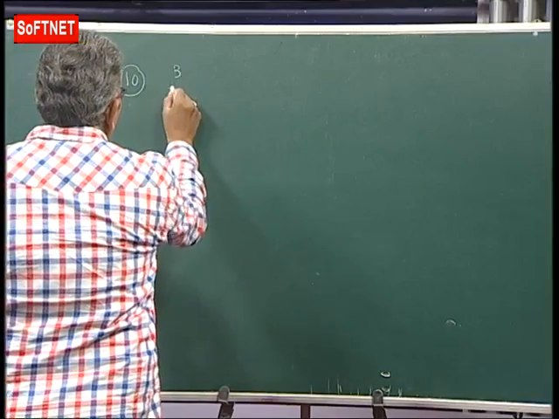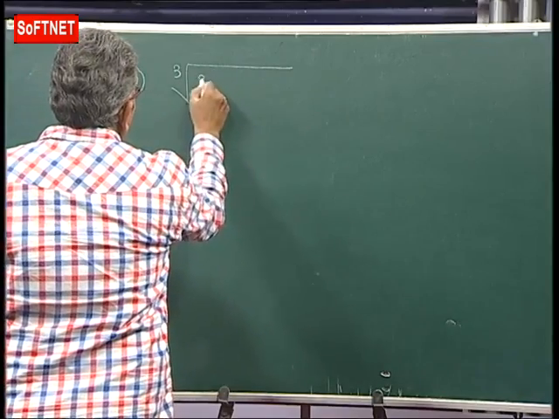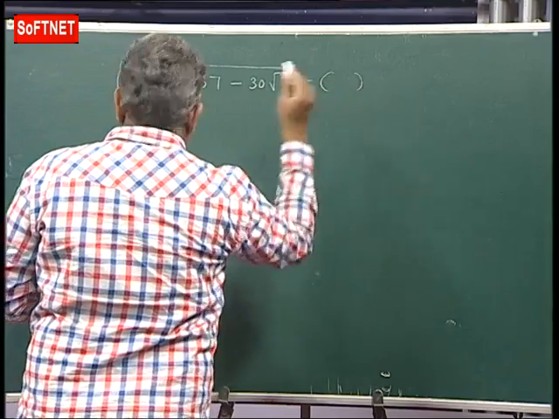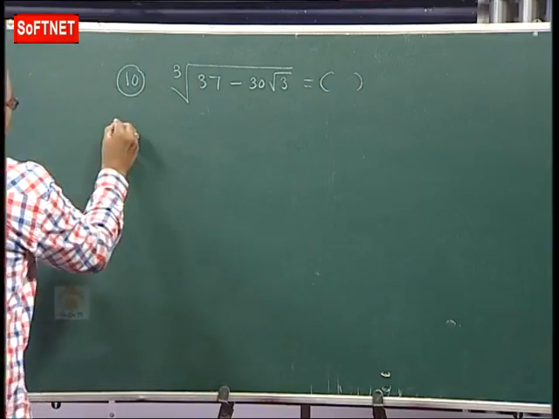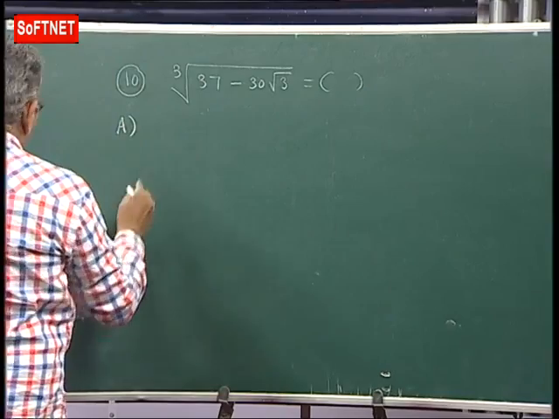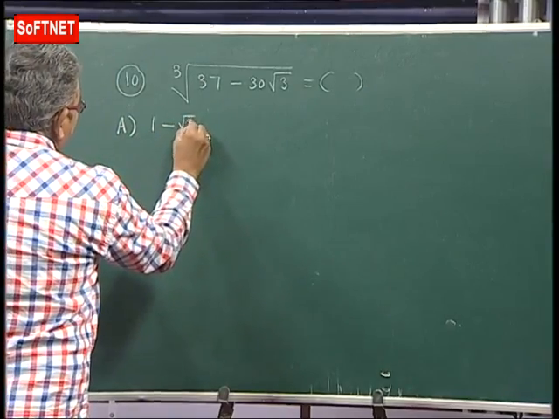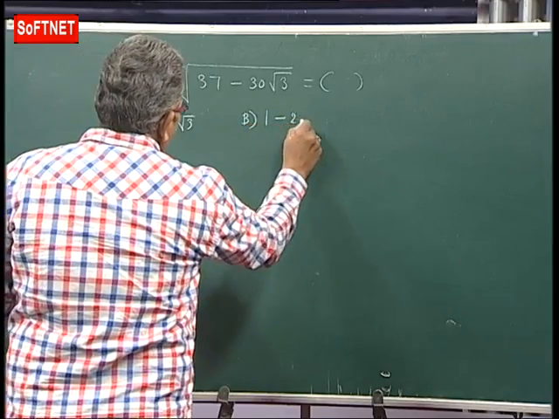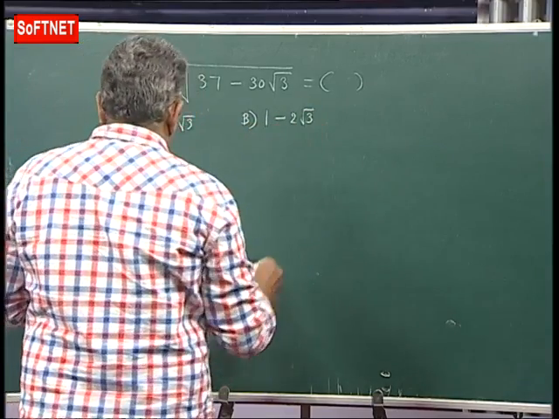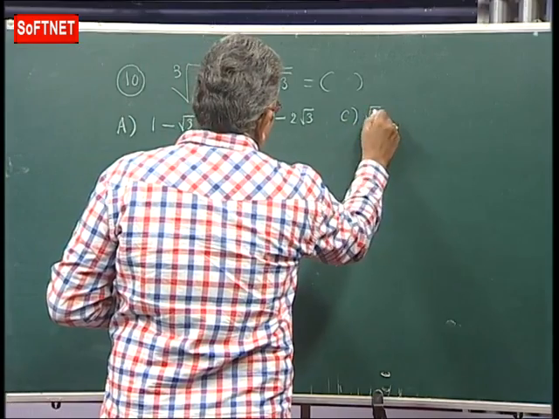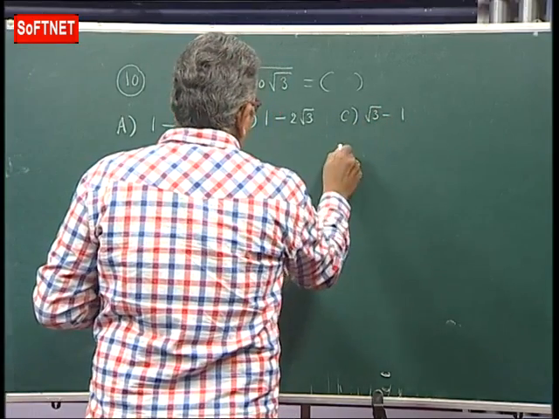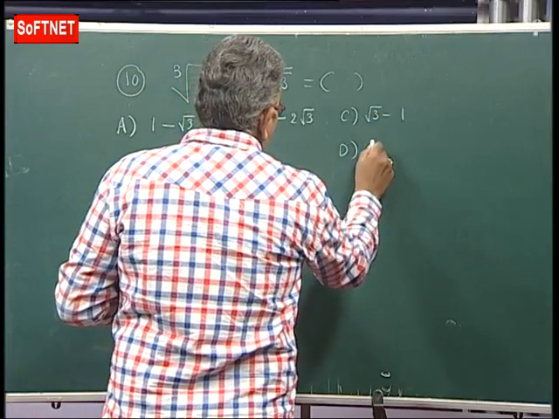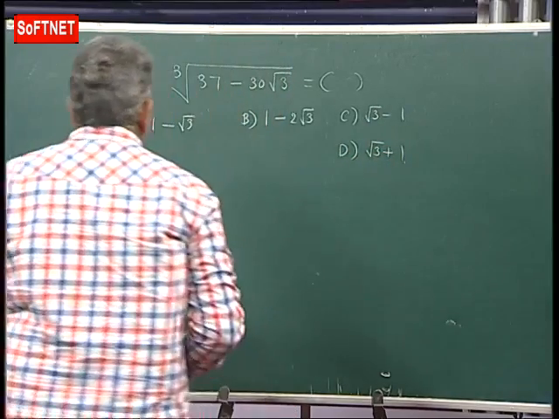Cube root of 37 minus 30 root 3 is equal to: A, 1 minus root 3; B, 1 minus 2 root 3; C, root 3 minus 1; D, root 3 plus 1. Okay.